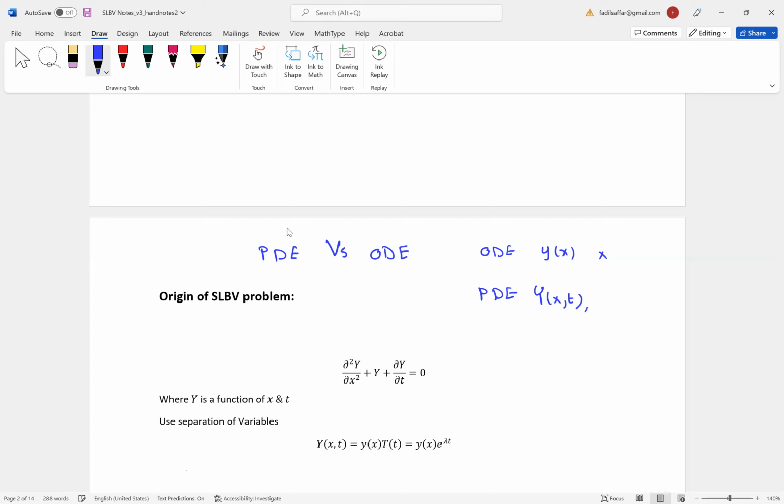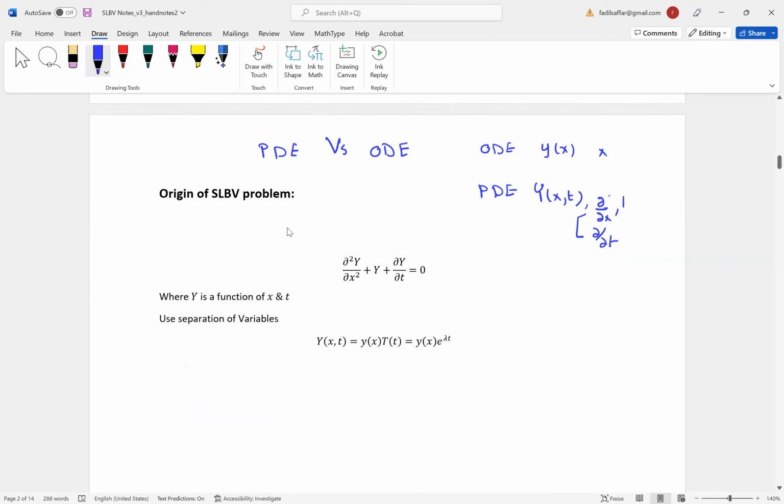So now the partial derivative that we take here would be once, for example, with respect to x, and then with respect to t. And that's the main difference between an ODE and PDE. Now we're speaking about the derivative with respect to multiple variables. And let's explain that further and see where the SLBV problem comes from.